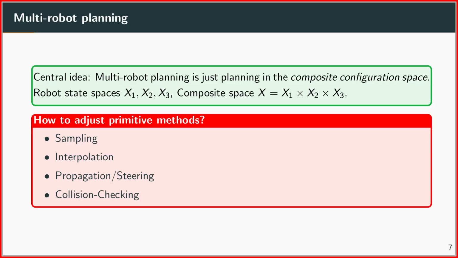The same basically applies to propagation. You would have to do it separately for each robot. But usually in those primitive functions, you do not check if something is valid. And that is why you don't have to actually change those 3 functions at all. You can just do them individually and then just combine them to the Cartesian space. And only collision checking, so you have to do collision checking of each robot to the environment, and then on top of that you have to do collision checking of each pair of robots if they are in collision. Right, but otherwise this is just normal standard planning in the composite configuration space.